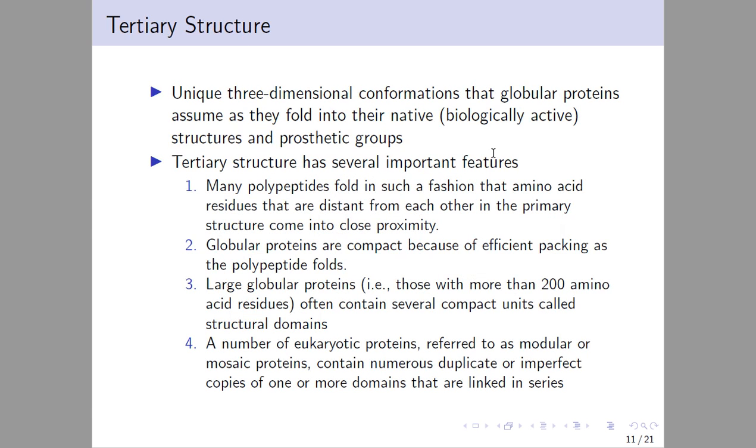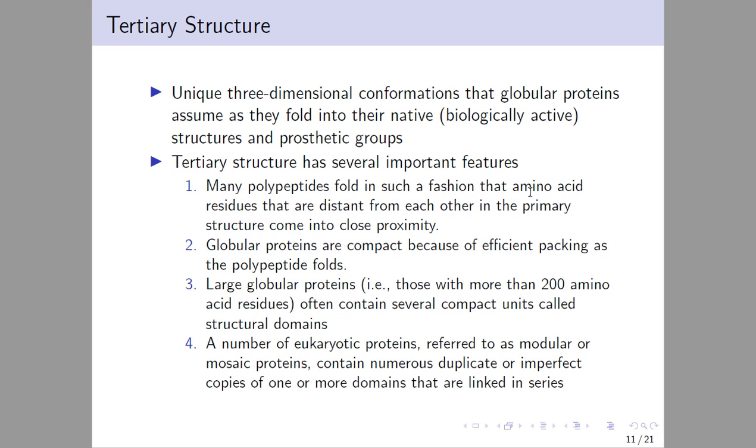So next we go to the tertiary structure. We're going to have a unique three-dimensional conformation that globular proteins assume as they fall into their native structure and prosthetic group. When it becomes this structure, it will be biologically active. The tertiary structure has several important features. Many polypeptides fold in such a fashion that amino acid residues that are distant from each other in the primary structure come into close proximity.